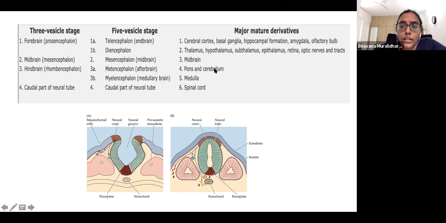As I said, the regions like pons and cerebellum, they control your involuntary movements. The medulla is also involved in gait movements and all of that. And the spinal cord, of course, it regulates all the movement in the entire body.